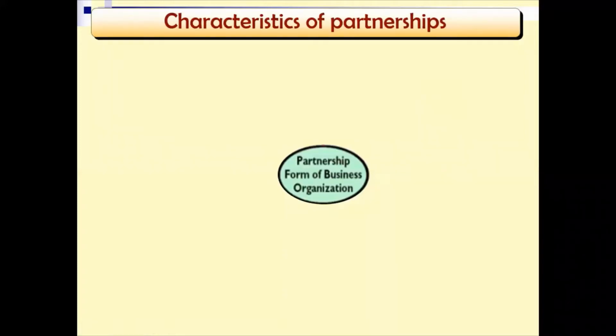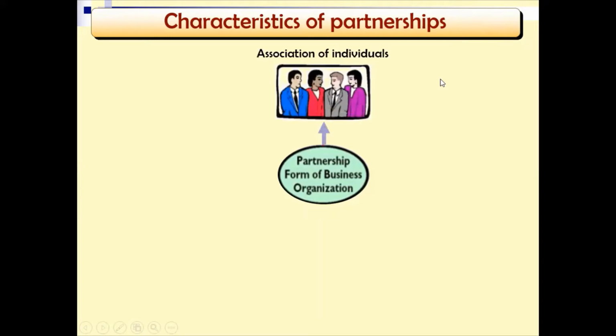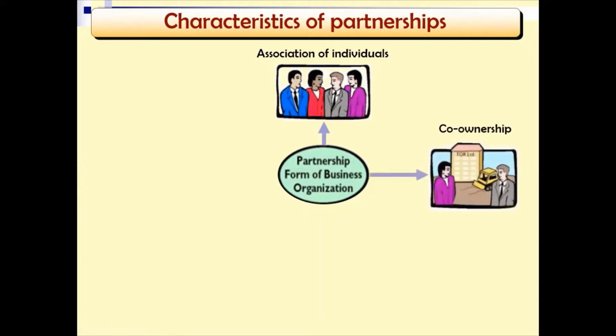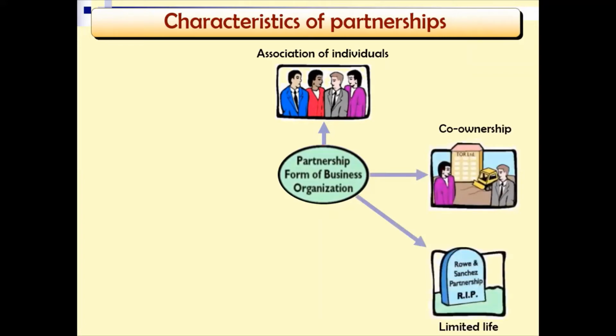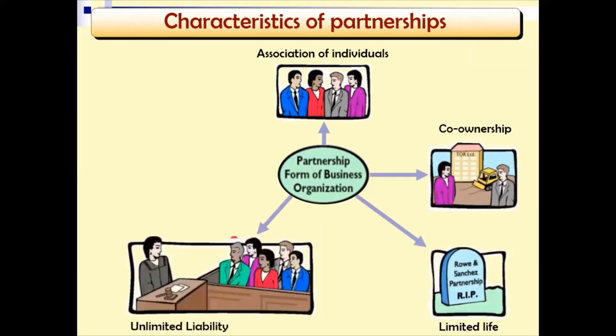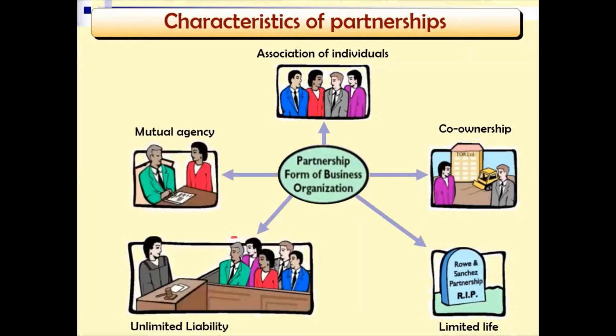Next, let us look at the characteristics of a partnership business. A partnership form of business organization has the following features: association of individuals, which we have looked at from the definition, co-ownership, limited life, unlimited liability, and mutual agency. These features of a partnership business are elaborated in the following slides.